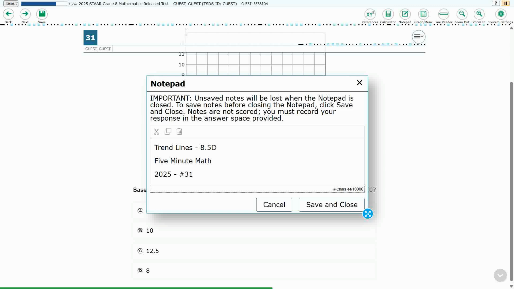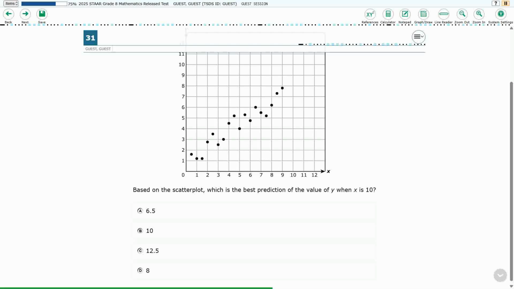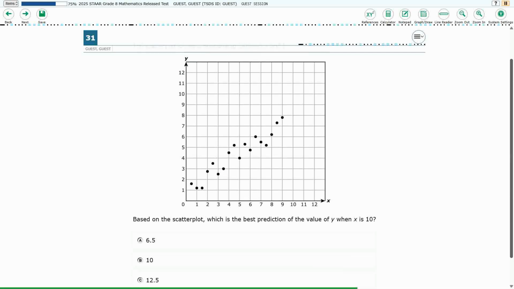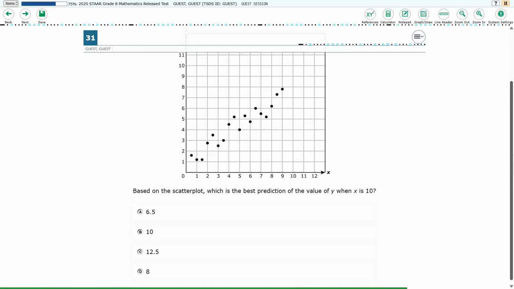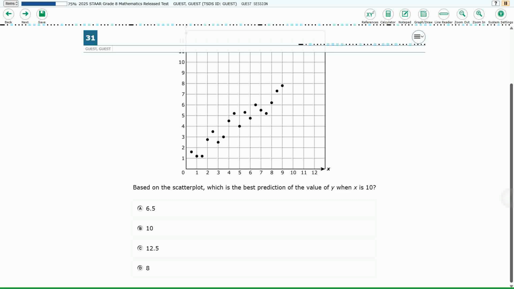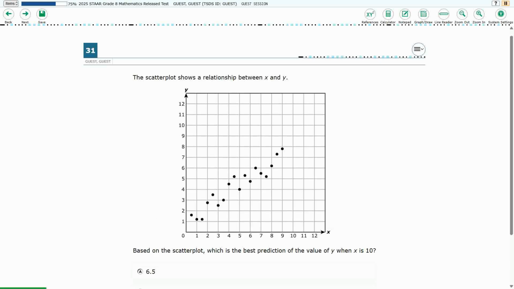Today we are looking at the 8th grade concept of trend lines. This is standard 8.5D in the great state of Texas, and we are using item number 31 of the 2025 released STAAR test. If you haven't done so already, please go ahead and take a moment to pause the video, work this problem out on your own, unpause it, and we will look at our answers together.